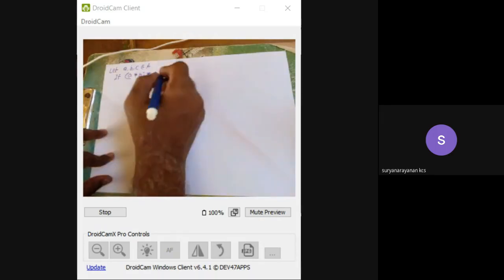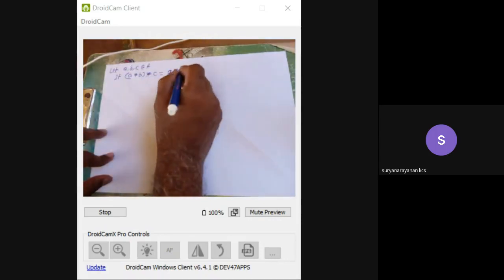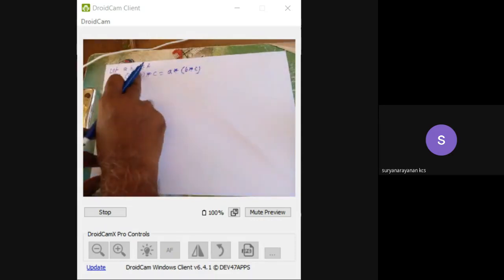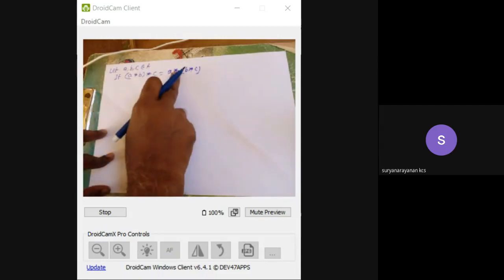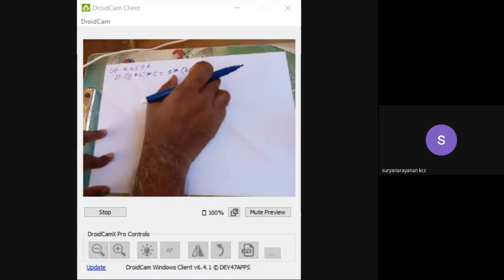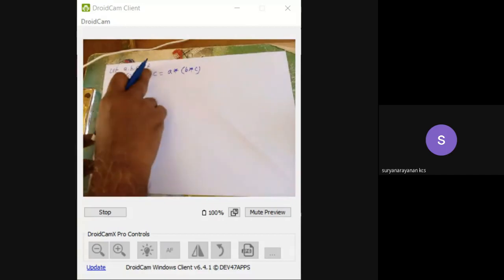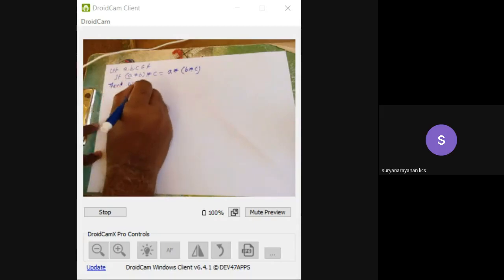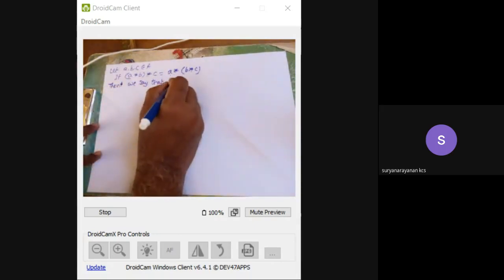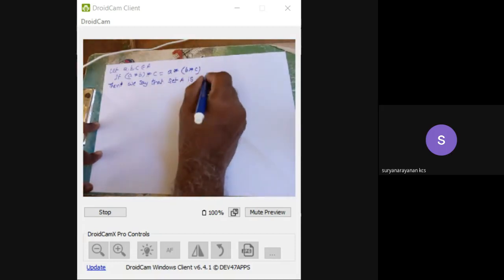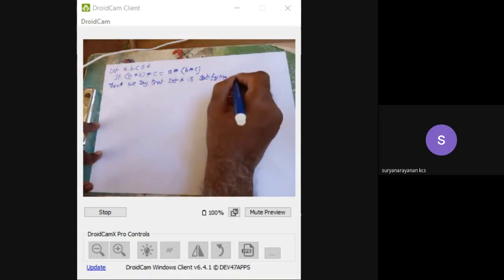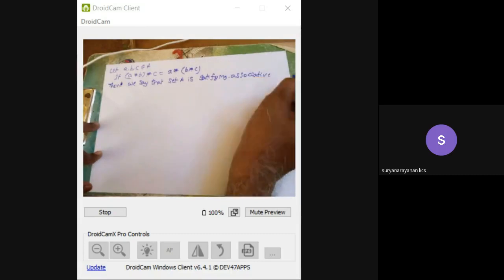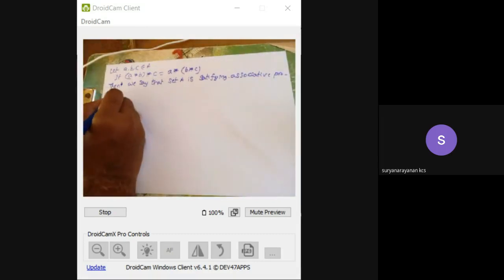Okay, my dear children. If we are taking three numbers from the given set, and if (A star B) star C is equal to A star (B star C), if the LHS value and RHS value are the same, then we say that this set of numbers A is satisfying the associative property.